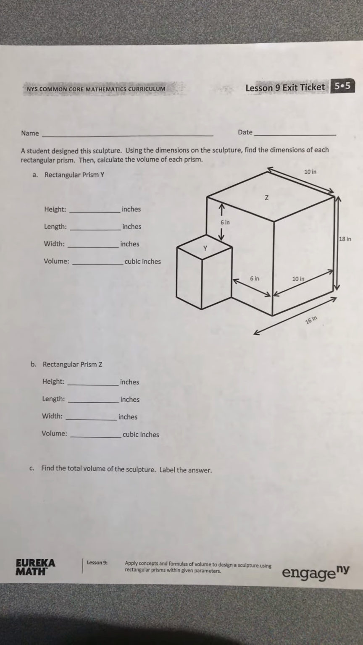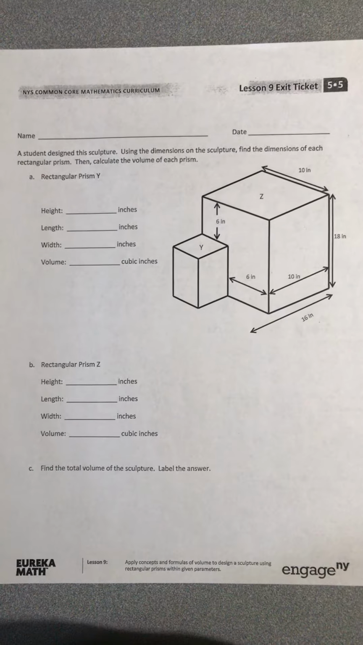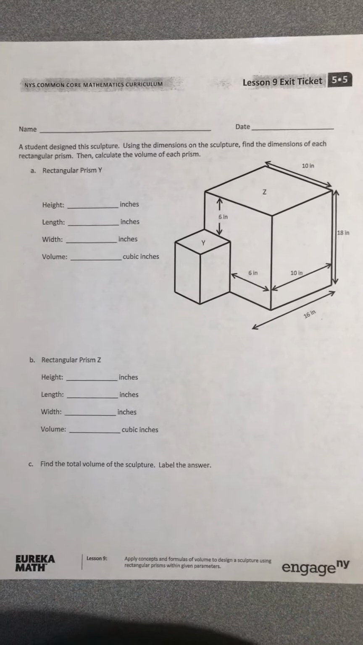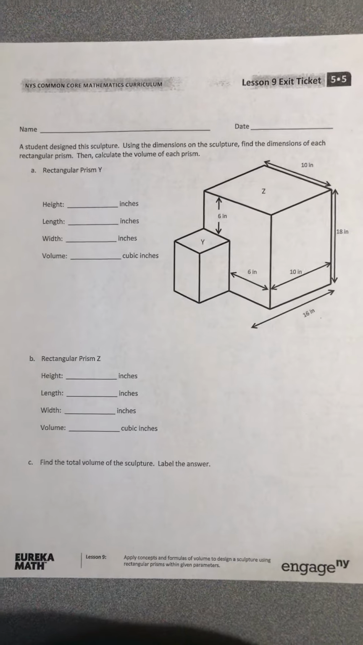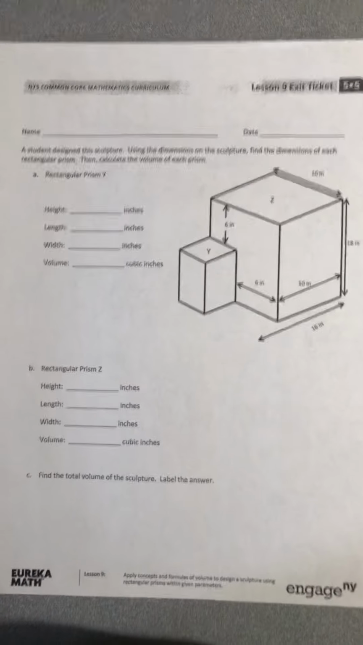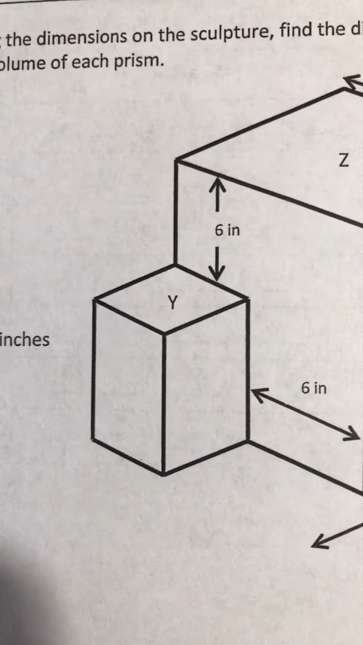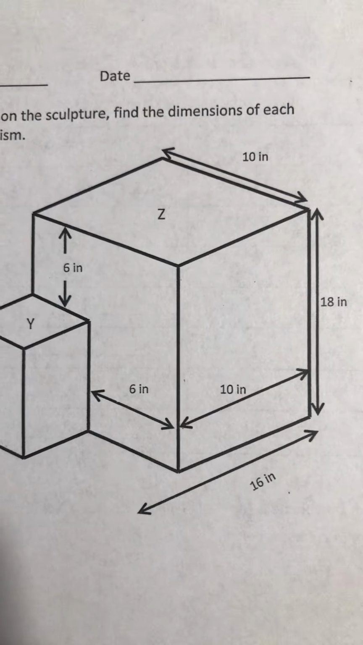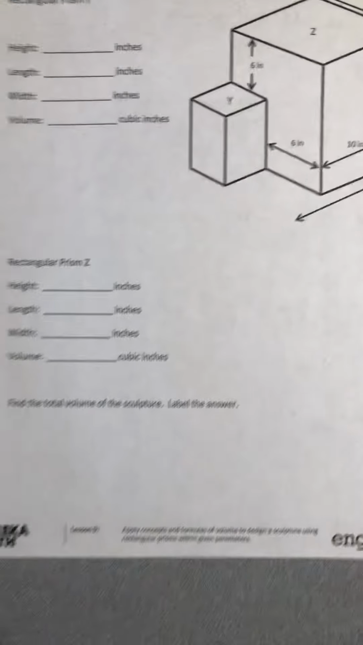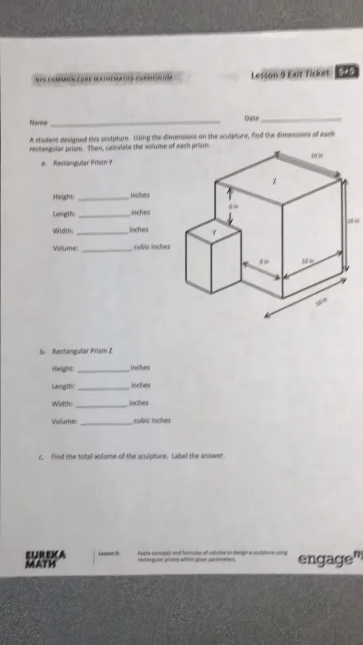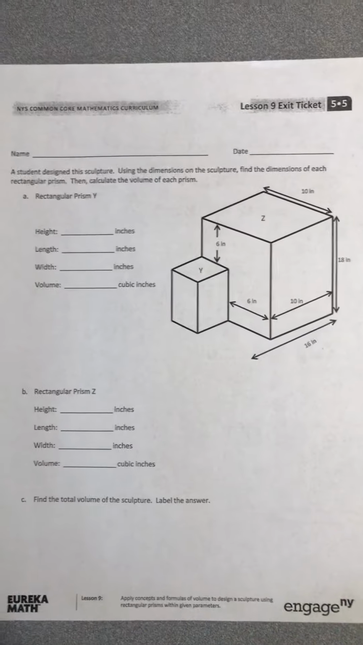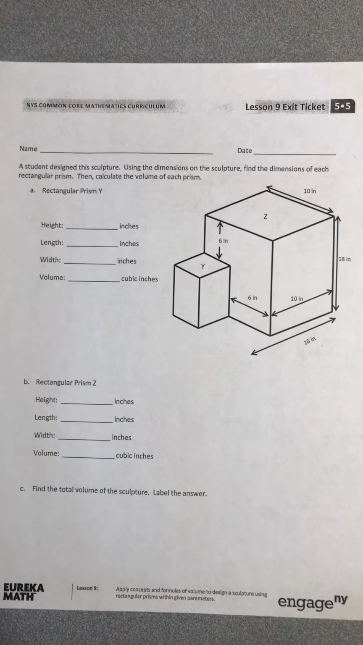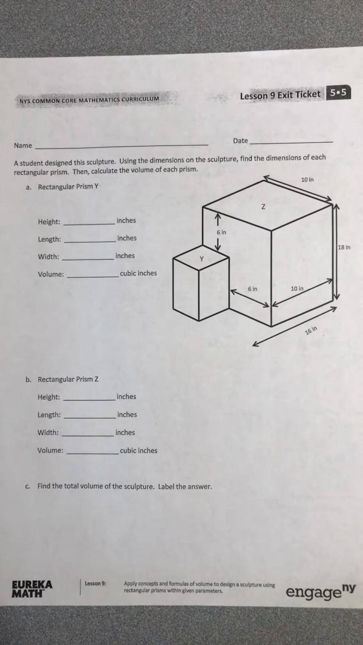It says a student designed this sculpture. Using the dimensions on the sculpture, find the dimensions of each rectangular prism, then calculate the volume of each prism. You need to find rectangular prism Y, which is the smaller prism, and rectangular prism Z's volume as well, and then find the total volume of the entire sculpture, which means you add your volume for Y and your volume for Z.